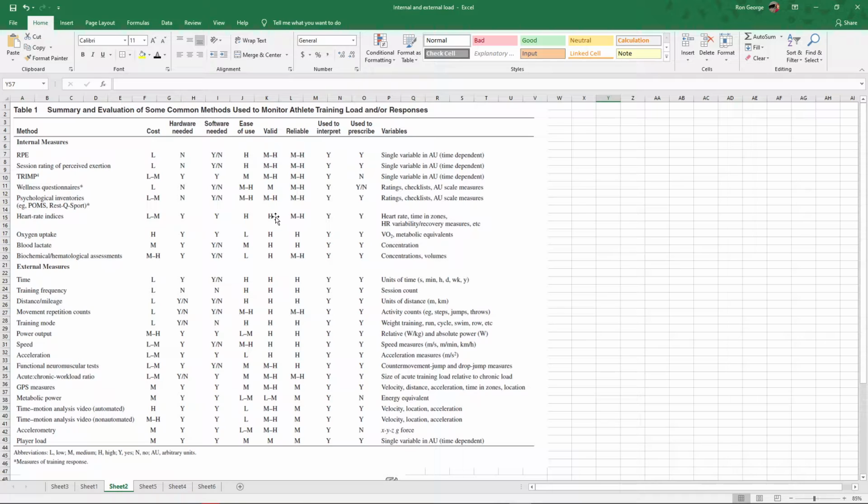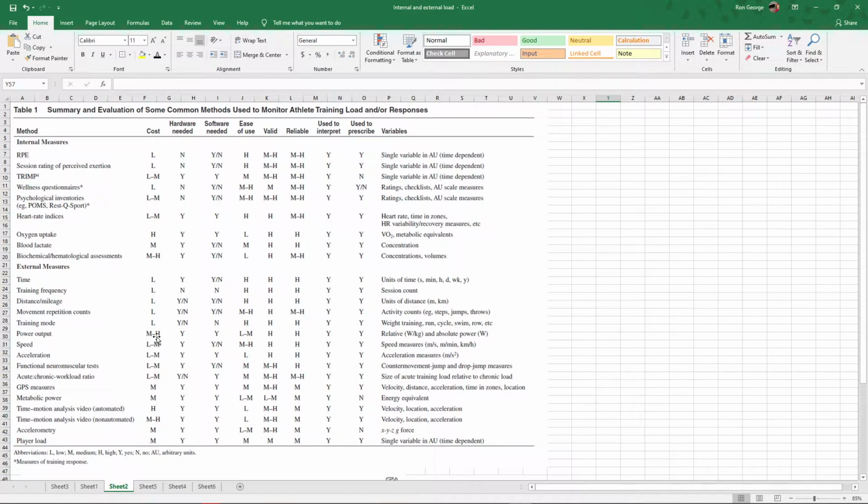Is it valid? Yes, it's been measured and found to be valid in the lab. Is it reliable from day to day? Yes, it is a reliable measure. It's medium to high reliability. And then it's used to interpret and used to prescribe. Okay? And traditionally, and even today, a lot of coaches use heart rate to prescribe training. On the other hand, you look at something like power output.